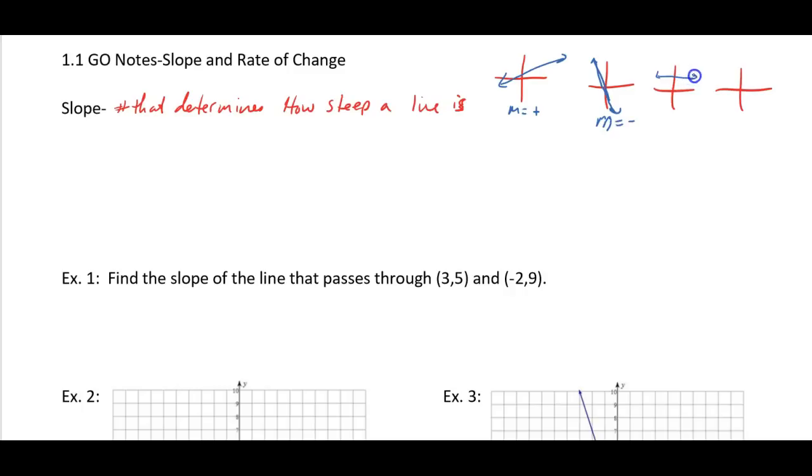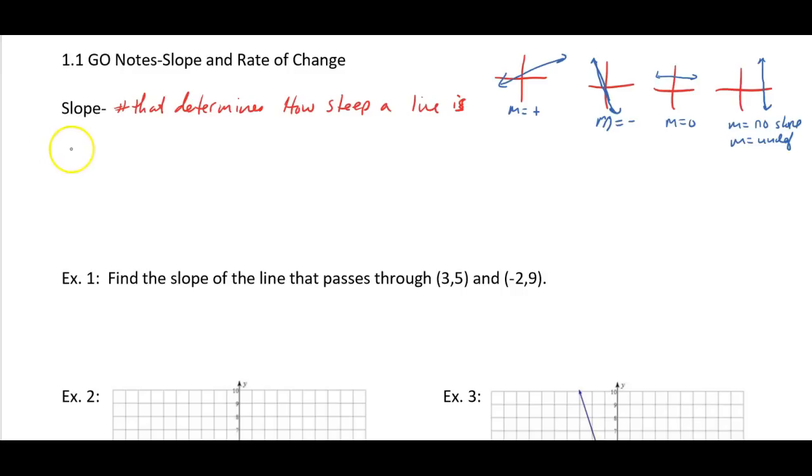If it's perfectly horizontal, remember, it determines the steepness of a line. If it's horizontal, it has no steepness, so your slope would be 0. Now, a vertical line, what you have to understand is if a line has a slope, you should be able to walk on it. Can you walk up a vertical line? No. So this has no slope, or a lot of times we say the slope is undefined.